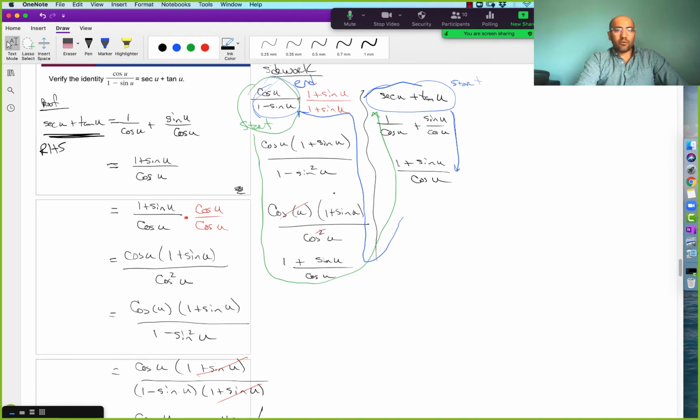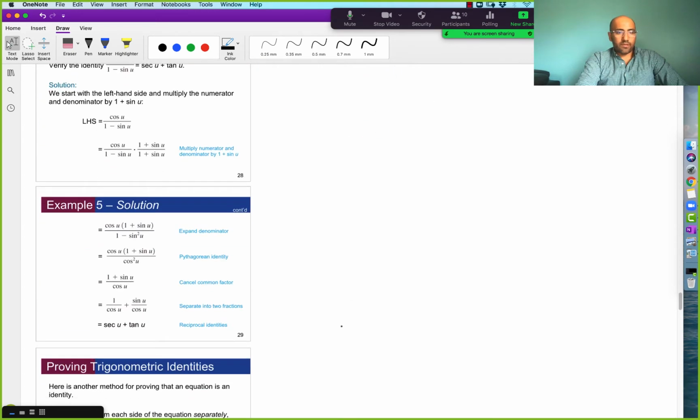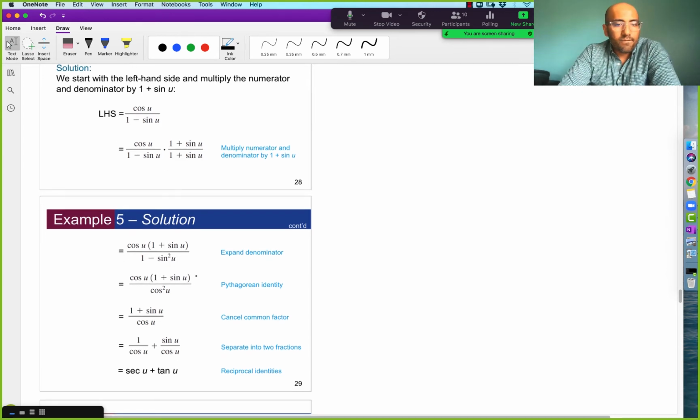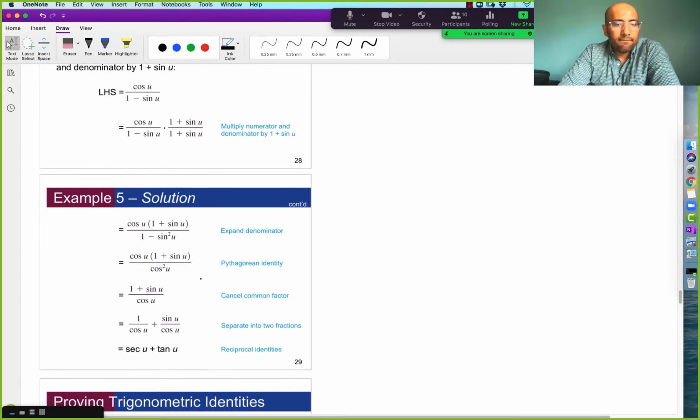So I'm pretty sure that the author probably went in this direction. Let's see what your author did. Yeah, see, they did the exact same thing. Left-hand side, cosine u over 1 minus sine u, so we start there. Multiply numerator and denominator by the conjugate. So that's often a nice trick to help you find things. Then we FOIL this out. We end up with this, difference of squares. Good.